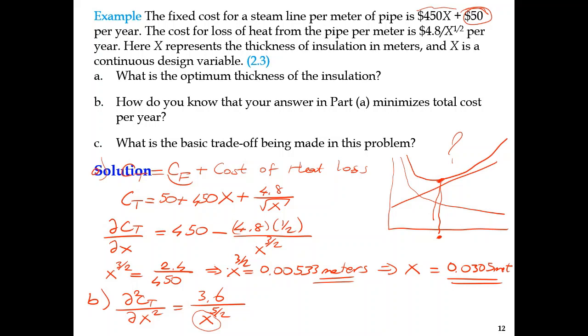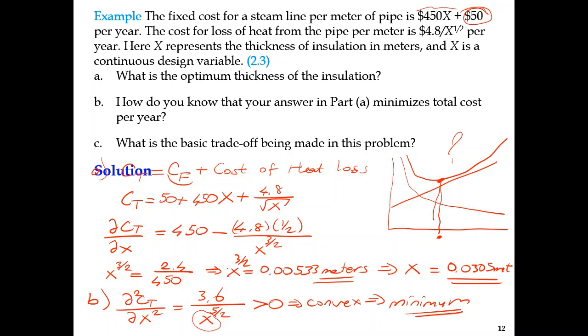And this x, remember, it is the thickness. And thickness is always greater than 0. You cannot have negative thickness. So it means that this value over here is always greater than 0. And if it is greater than 0, then the function is convex. And since it is convex, the extreme point that we found is a minimum. Okay, this is how we answer part B.